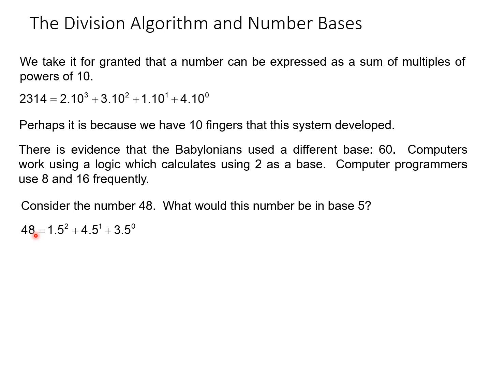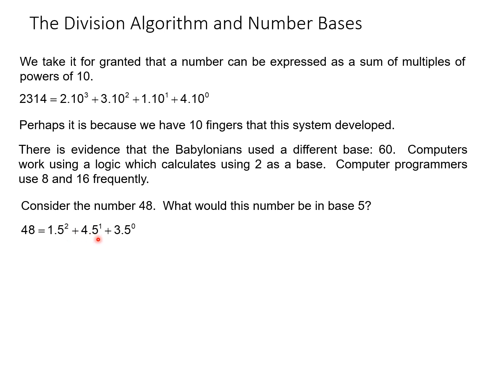Because 5 power 3 is already 125, but our number is only 48. So 5 power 2, normally we start thinking of the highest power first. So 5 power 2 is 25. So 48 consists of 25 plus 4 times 5 power 1.